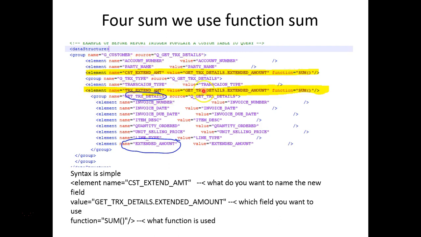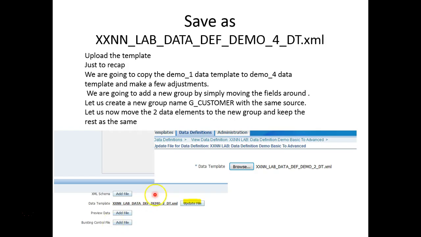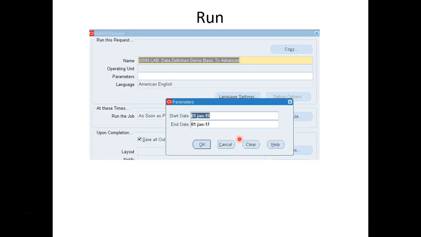So I'm doing the same thing. I'm calling the element trx extended amount, the same function, but this time it will be grouped at the trx type, the transaction level. It's very simple. Here I'm using the function as sum. Go back to the same screen. I have a new template called demo4 if you want to use it, or you can make your own changes. You click update file, click browse, select your file, run the program.